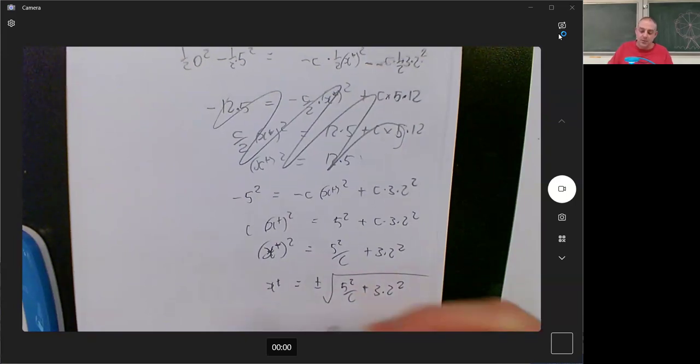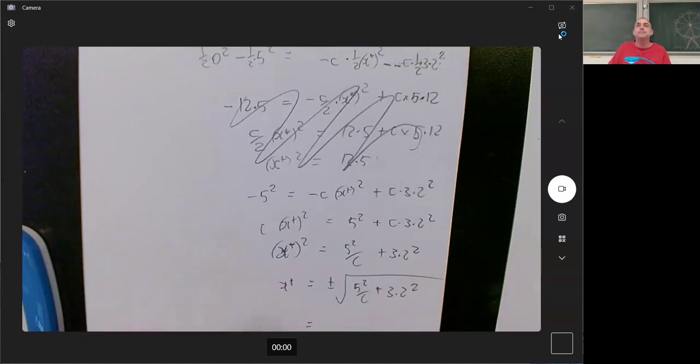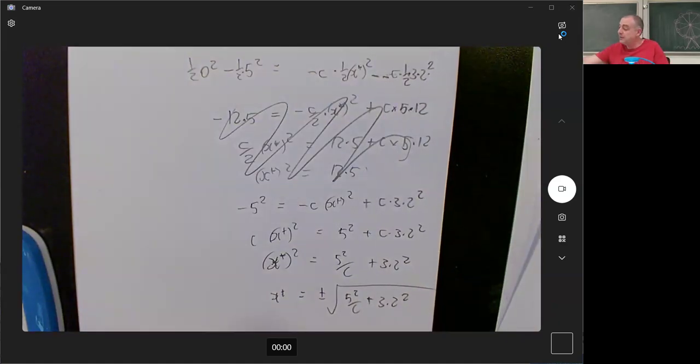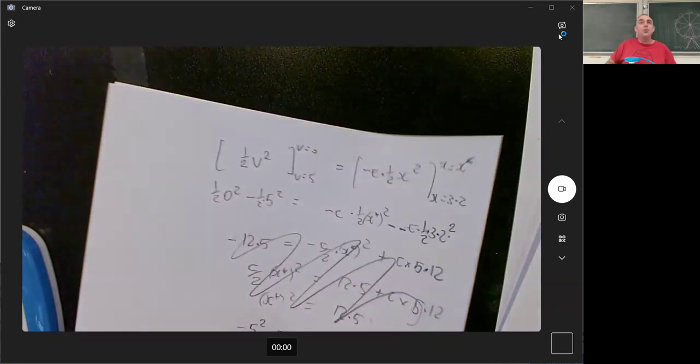Okay, and someone needs to tell me what that is. I do have a calculator here. I should probably just go and do it myself. 4.6.